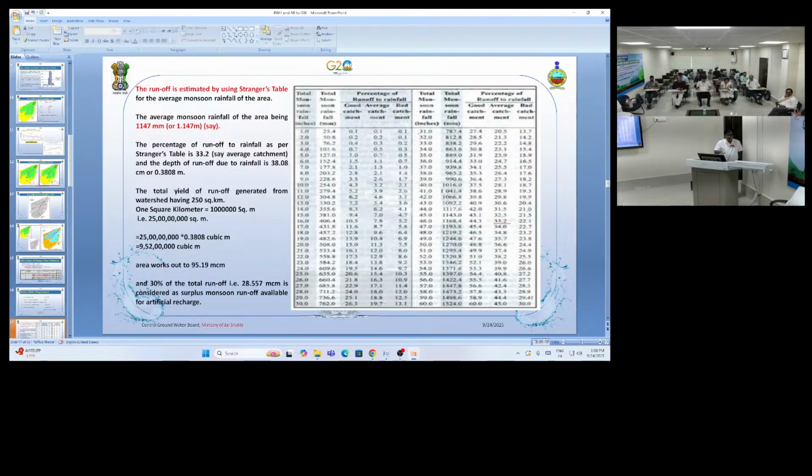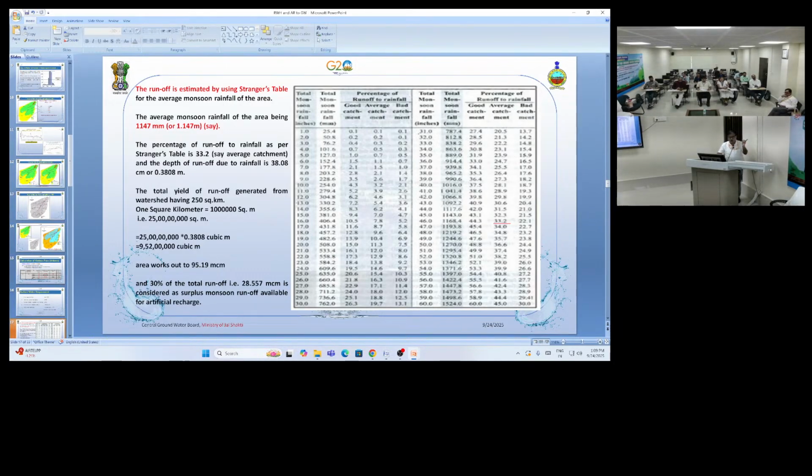So how will runoff be estimated? Because you have chosen your area and will go for recharging, but where will you get the water from? That is the surface runoff. That is the water you are going to recharge, so how much water is available? Say the average monsoon rainfall of an area is 1147 millimeter. That you can gather from anywhere in your area, the rainfall in your area. I have converted it into meter, 1.147.